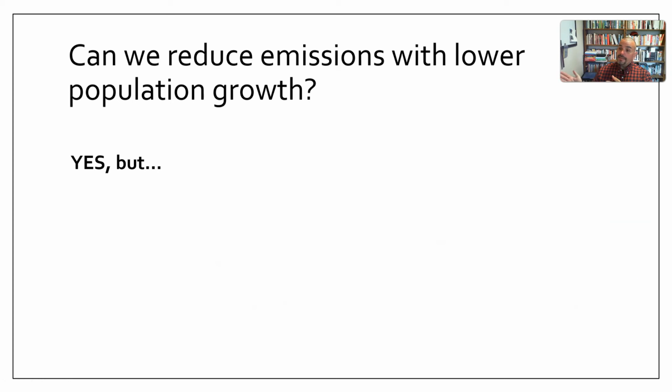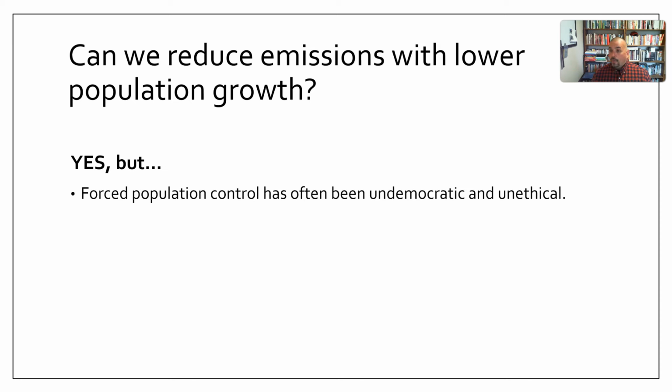So the Kaya identity points out that population size has an influence on the amount of pollution or emissions that we produce. This has led a lot of people to ask if reducing population and population growth is one of the ways that we can solve climate change. And it is true that reducing the population and the population growth can help, but there's a lot of problems with this approach. First of all, in the past, there have been a lot of efforts to control population growth that were undemocratic and unethical.